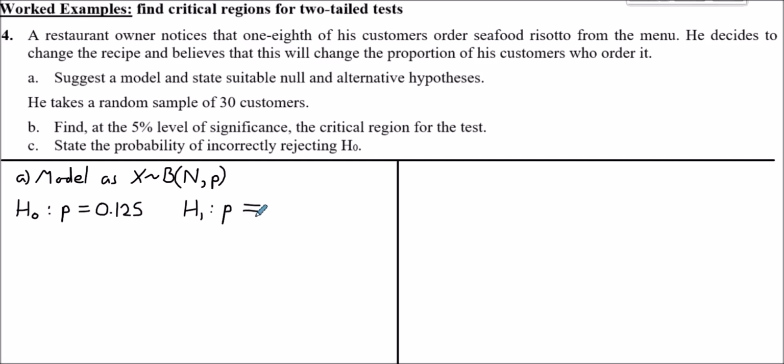So either the customers will like it and this proportion will increase, or the customers will be put off and not as many will order it again, and so in that case the proportion may be lower. So this is a two-tailed test. He's just saying the proportion may change one way or the other. So H1 is that the probability is not going to be equal to 0.125 after this change.